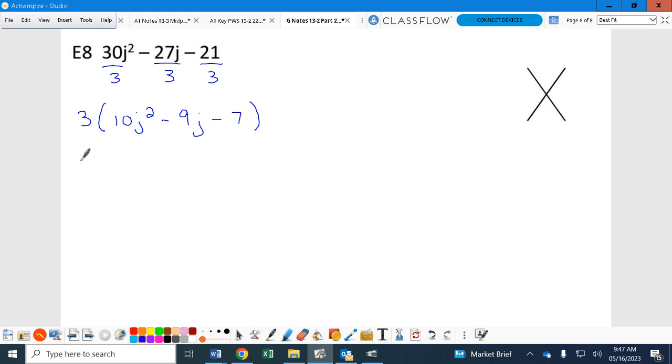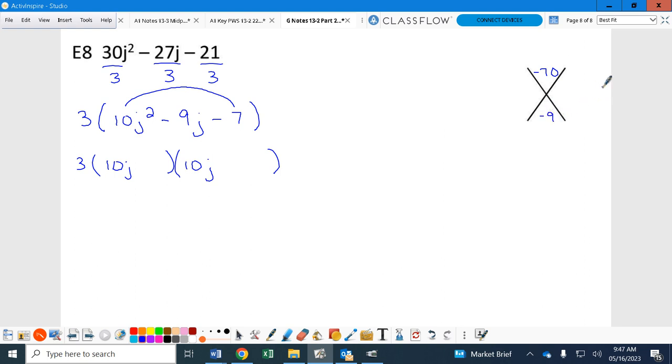You're then going to set up your two sets of parentheses. What's going to go at the front of each one of the parentheses? Oh, wait a minute. 3 goes at the front of the whole thing, but what goes at the front inside the parentheses? 10j, good. Now the diamond. What goes on top of my diamond? Negative 70. What goes on the bottom? Negative 9.